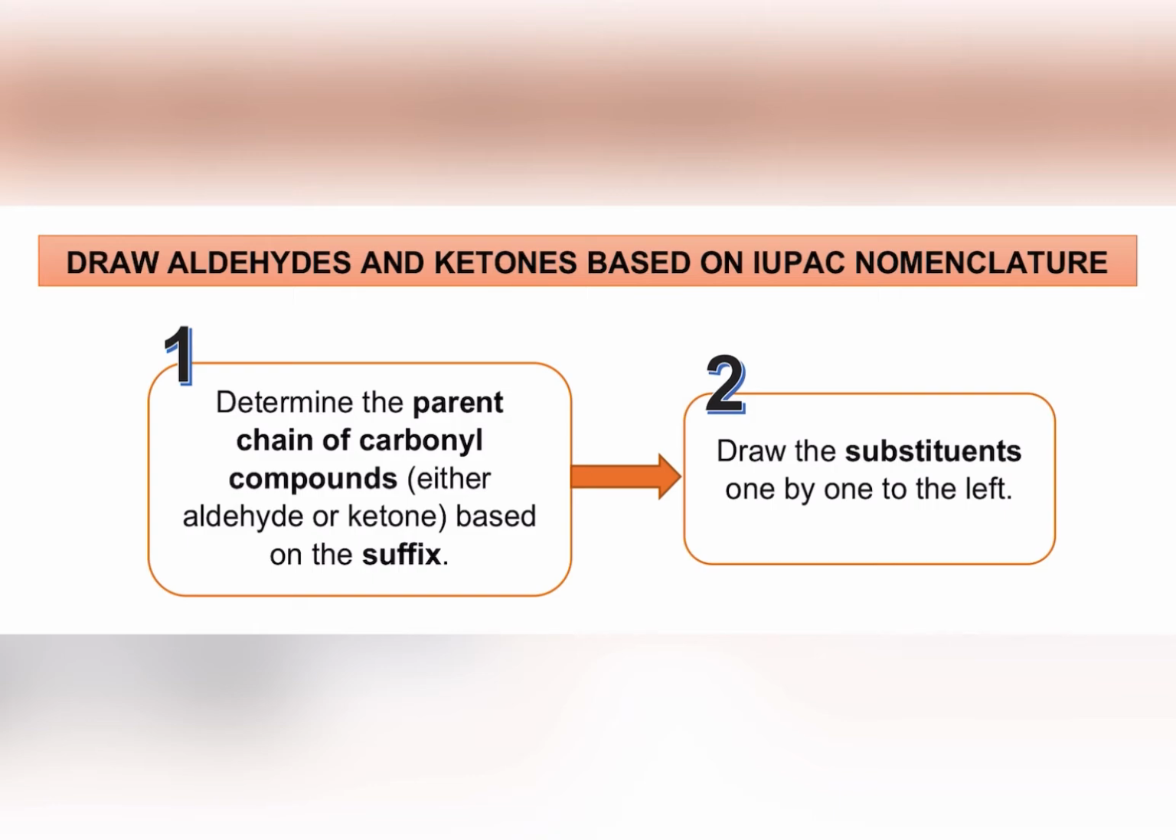In this video, we are going to learn how to draw aldehydes and ketones based on their IUPAC nomenclature. So the first step, you have to determine the parent chain of your carbonyl compound. Whether they are aldehydes or ketones, you have to determine by their own name. And next, you have to draw the substituents one by one to the left. So let's try a few examples with me from example 3.